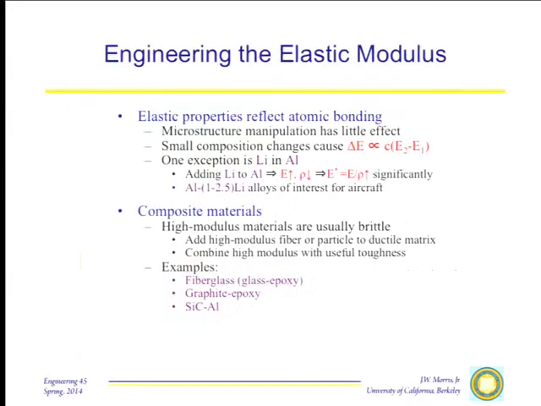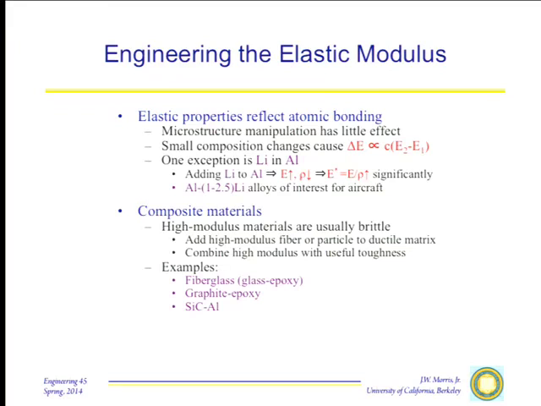Engineering the elastic modulus. Well, it's kind of hard to do that. The reason is that elastic properties reflect atomic bonding. Microstructure manipulation just does not have much of an effect on the modulus. You can change the modulus by changing the composition, but with very, very few exceptions, the change in modulus is proportional to the composition, so you have to essentially make a huge, rich alloy before you get any significant change in the modulus.